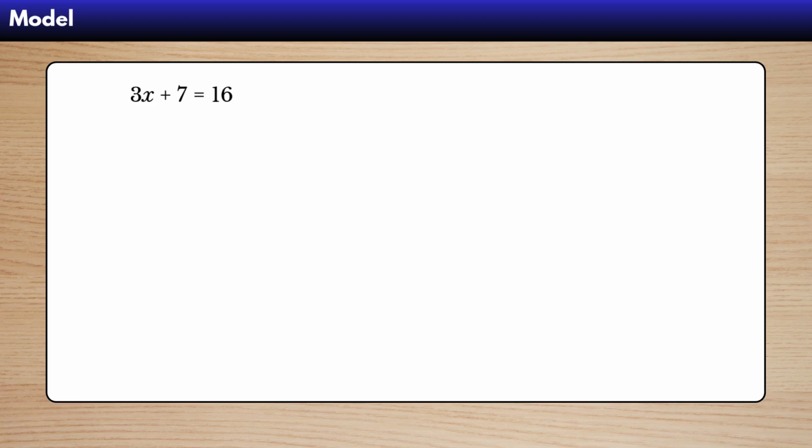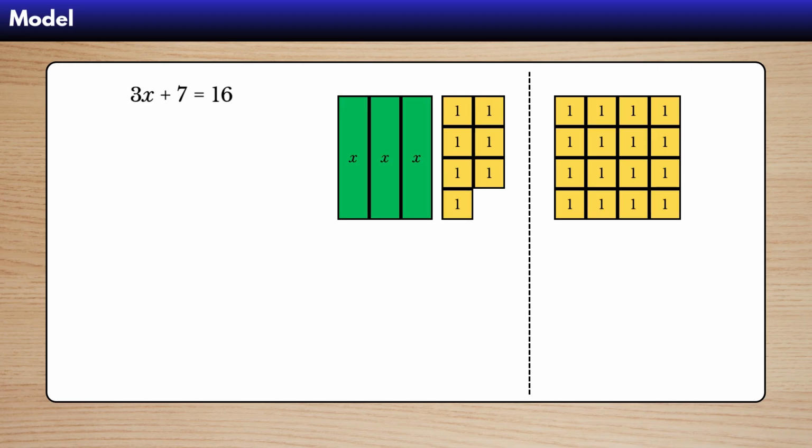I'm going to set up this equation using algebra tiles. Notice, on the left side of our model, we have 3 positive x tiles representing positive 3x and 7 positive unit tiles representing positive 7. On the right side, we have 16 positive unit tiles representing positive 16.